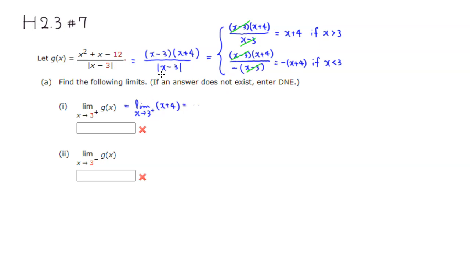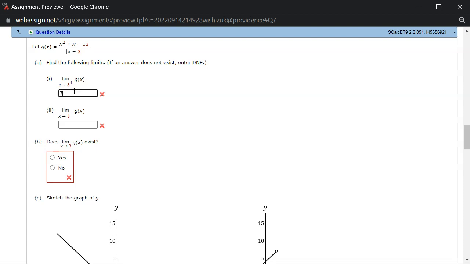All right, so all you have to do is plug in 3. So you have 3 plus 4, so that's going to be 7, right? And then for the bottom one, since x is approaching 3 from the left-hand side, you have to use the second formula. So you have a limit as x approaches 3 from the negative side of negative quantity x plus 4. We know that it's just a difference in sign, so it's going to be negative 7. So the answer is positive 7, then negative 7. So let's type it in. All right, so you have a positive 7, and then we have a negative 7.